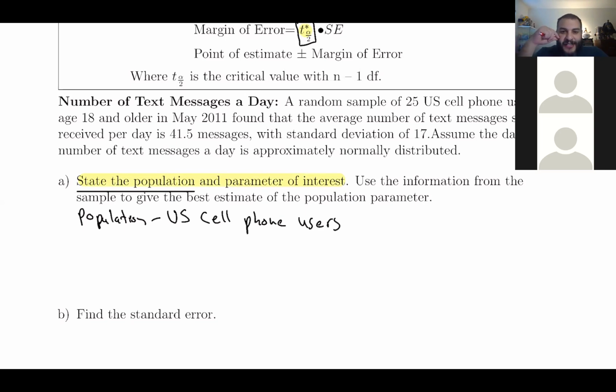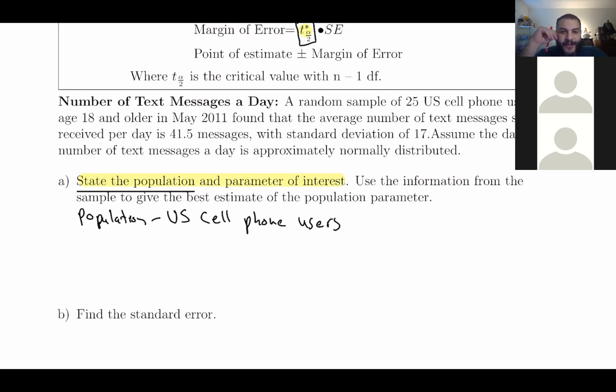So for this one, since the entire population, we're focusing on just US cell phone users, that's everybody that we could sample from. So the 25 is just our sample. All right, so that's our population. Our population is the 25 cell phone users. Well, sorry, the US cell phone users.